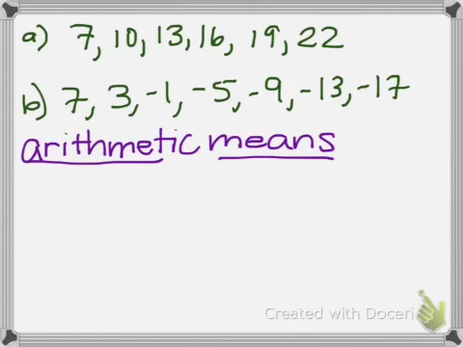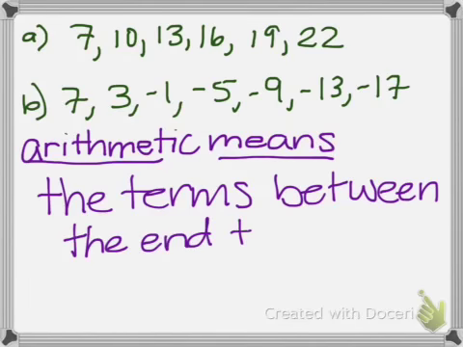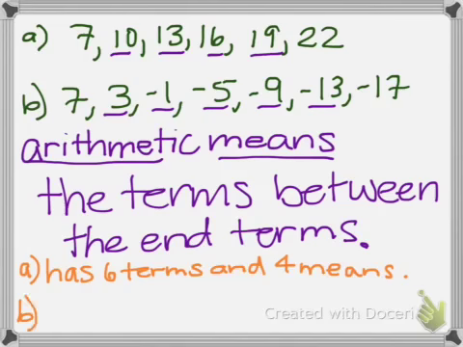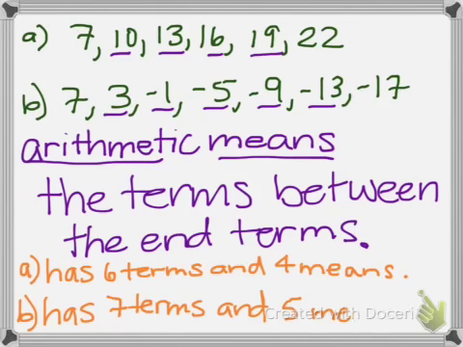Now we're going to talk about arithmetic means. And the arithmetic means are the terms between the end terms. So you have a first term and a last term, and the arithmetic means are the ones that are in between. So for problem A, those are the arithmetic means, and for problem B, those are the arithmetic means. So A has 6 terms and 4 means. B has 7 terms and 5 means.